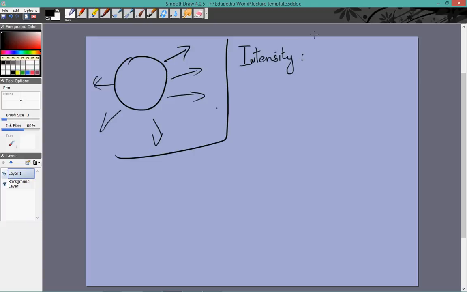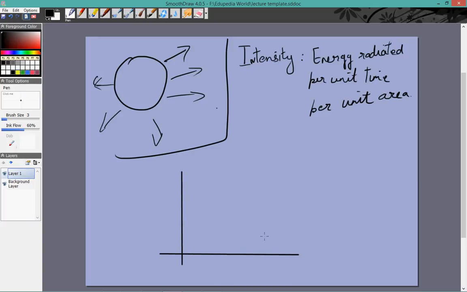Intensity is simply the energy radiated per unit time per unit area, right? And we can measure the intensity versus wavelength graph, and for all objects the structure of it is like this. Like I said, every object radiates light at every wavelength, so we'll draw a graph of that, right? So the graphs are always something like this.